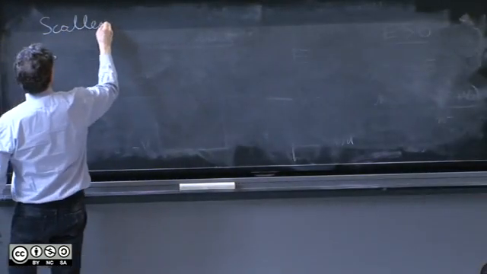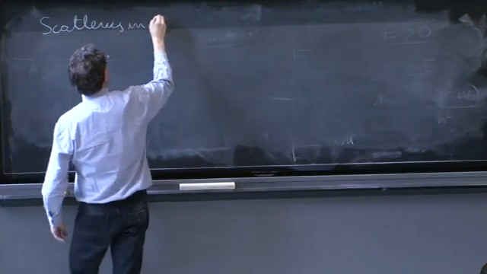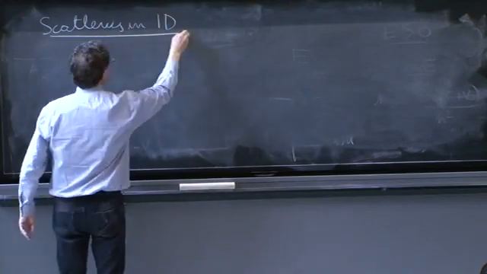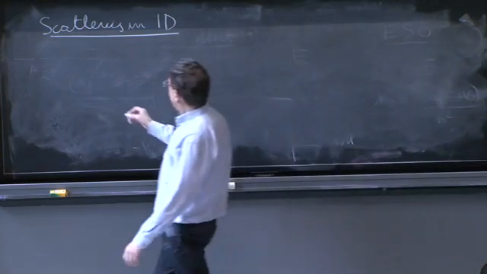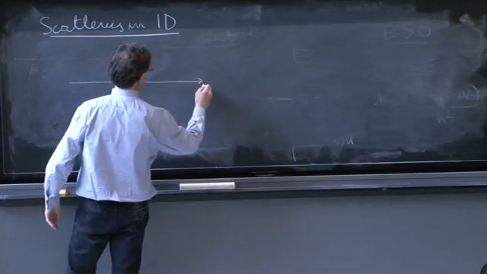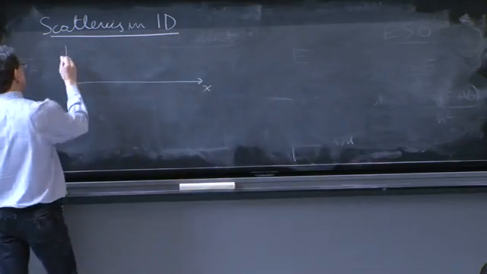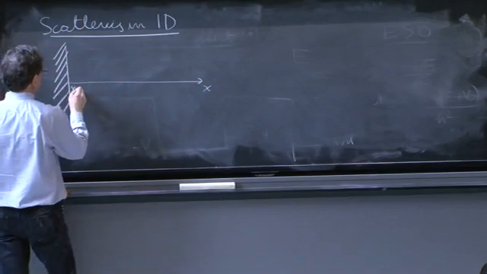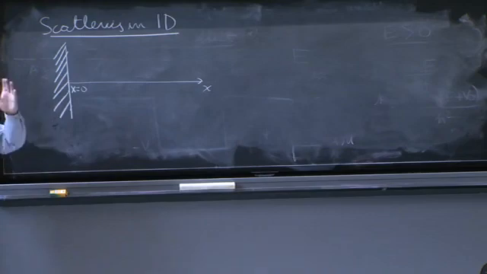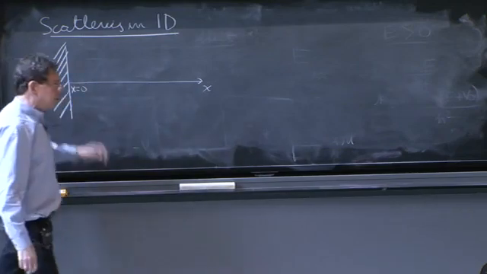Scattering in one dimension, scattering in 1D. We will consider a world that is just one-dimensional, x, and in fact there's an infinite barrier at x equals 0. Nothing goes beyond there.